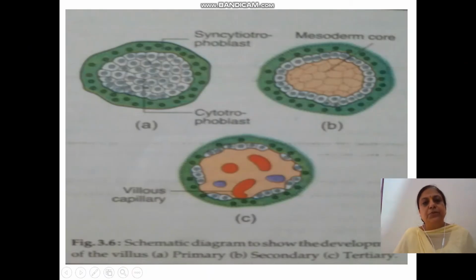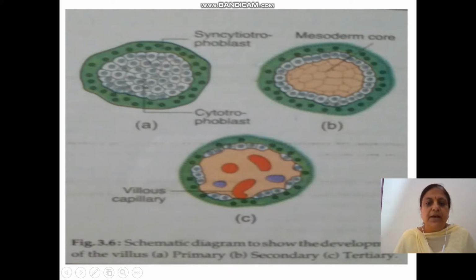So in this picture you can see that this is the primary stem villi. The outer layer is syncytiotrophoblast and the inner white color structure is cytotrophoblast. This is the cross section of the primary villi. Then this is the secondary villi. The outer layer is syncytiotrophoblast, the middle white color is cytotrophoblast, and the inner brown color is mesoderm. This is the structure of the secondary villi.